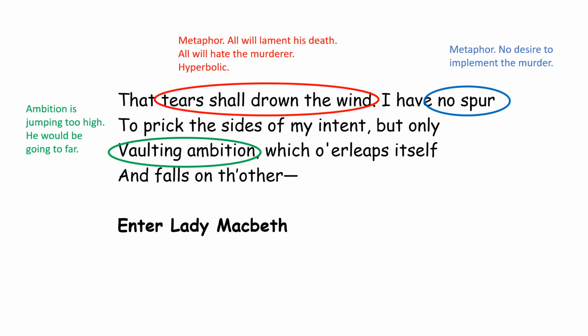And the final part, where it says, which overleaps itself and falls on the other, shows that he realises that if he were to jump into action, then there is a place that he will land. And yes, he might overleap the king, but the place that he lands will be in a place of tragedy. He'll end up in a worse position than he already is. So towards the end of this soliloquy, he makes the decision that it's better to maintain what he has rather than risk it all in order to get something better, but potentially come across some repercussions.